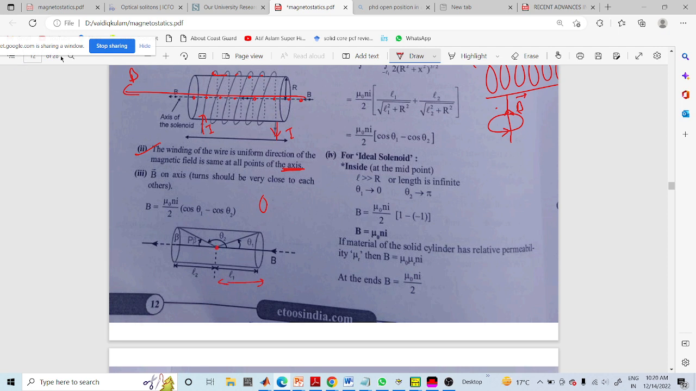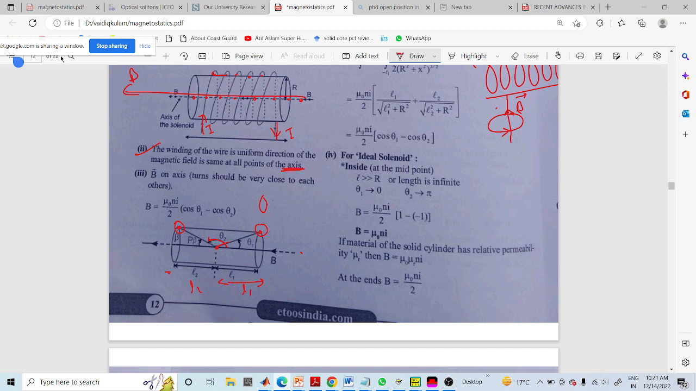This length is L1, right, and this length is L2, okay, and this point is making angle theta 1, and this point is making angle theta 2. That means there are 2 points here and here, right? This point is making angle theta 1 and this point is making angle theta 2 from the axis, right? Okay, so this is the geometry which we will use here, right?